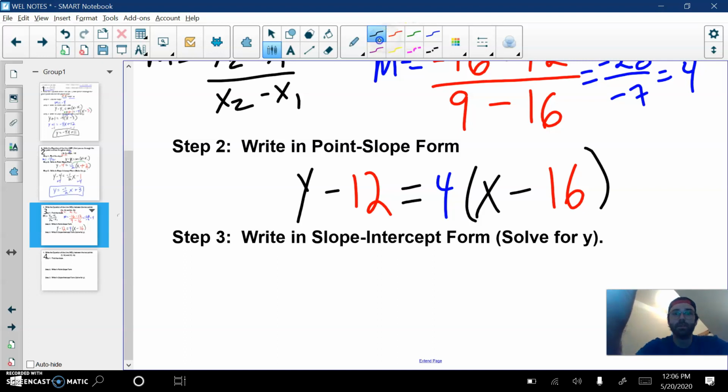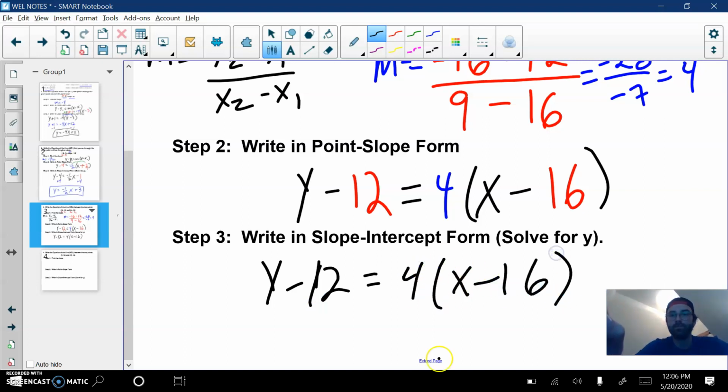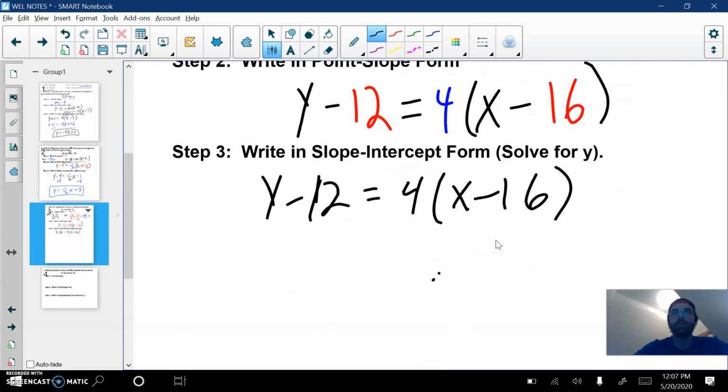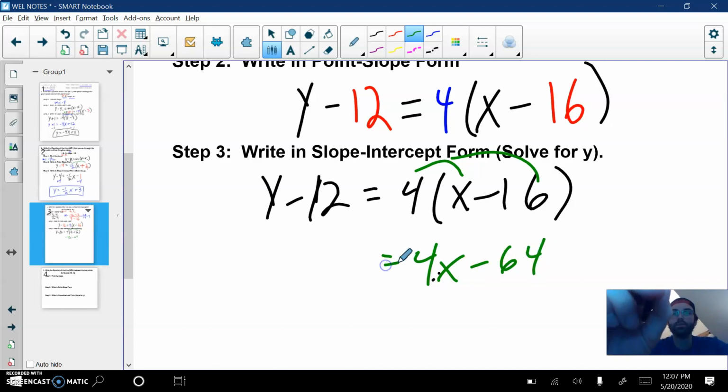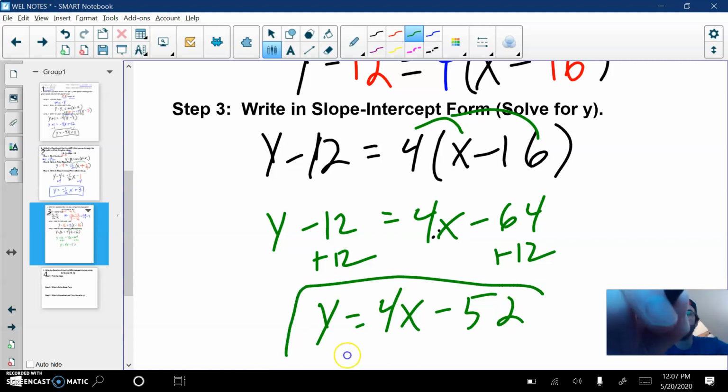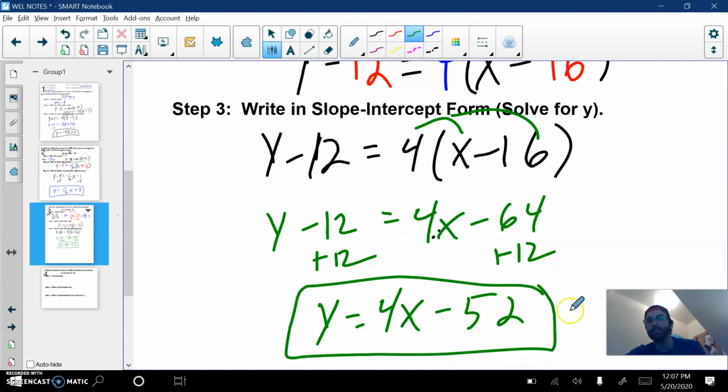Now to put in slope intercept form, I'm going to solve for y. Distribute my 4 to get 4x minus 64 equals y minus 12. Add 12. Add 12. y equals 4x minus 52. That's a big y-intercept, negative 52, but we got a battle.